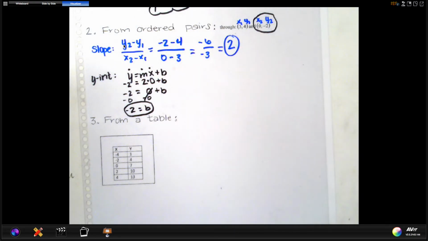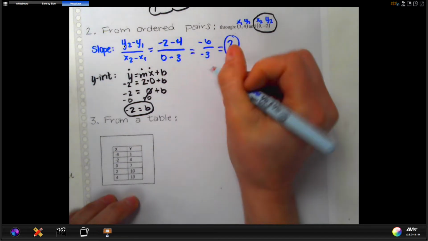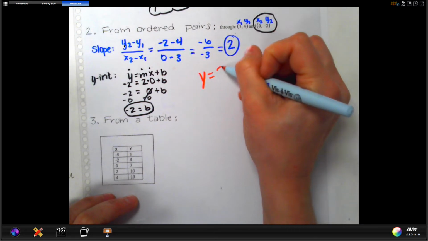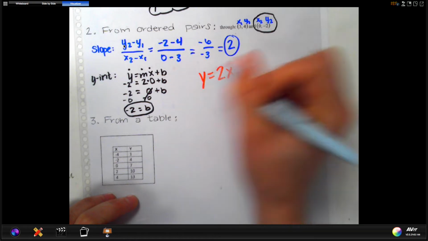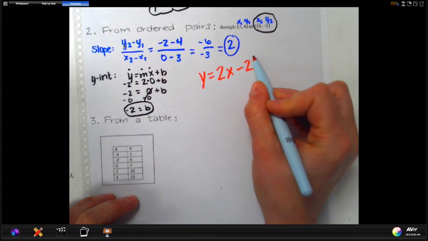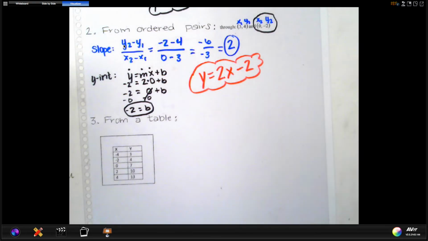Now, what's the equation then? You've done all of the work. The final answer, the equation, remember, is y equals, our slope comes first, 2, and then our x, and then our y-intercept is negative, so we're going to say minus 2. And this would be our final answer, our equation from ordered pairs.